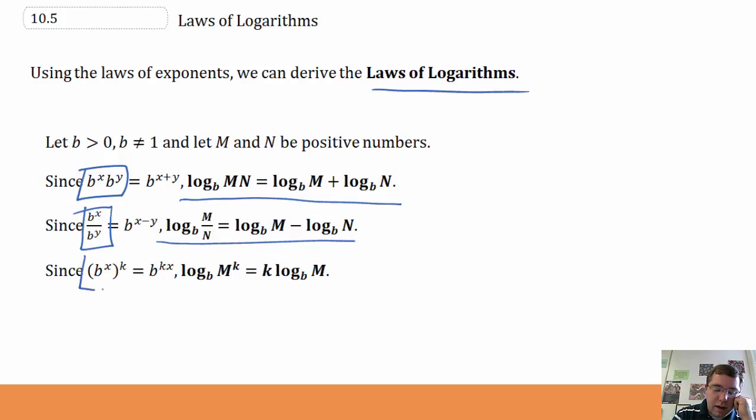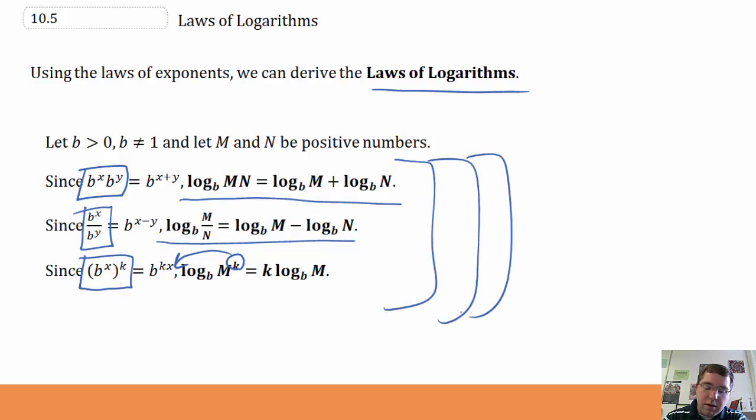Since b to the x to the k power equals b to the kx power, or b to the xk power, so power raised to another power, I multiply the powers, that allows me to take the log base b of m to the k power, so an exponent inside of the log, and pull that out front and multiply it out front as k times the log base b of m. So a power inside of a log becomes a multiple of the log itself. Three very, very powerful properties of logarithms that come directly from the properties of exponents.